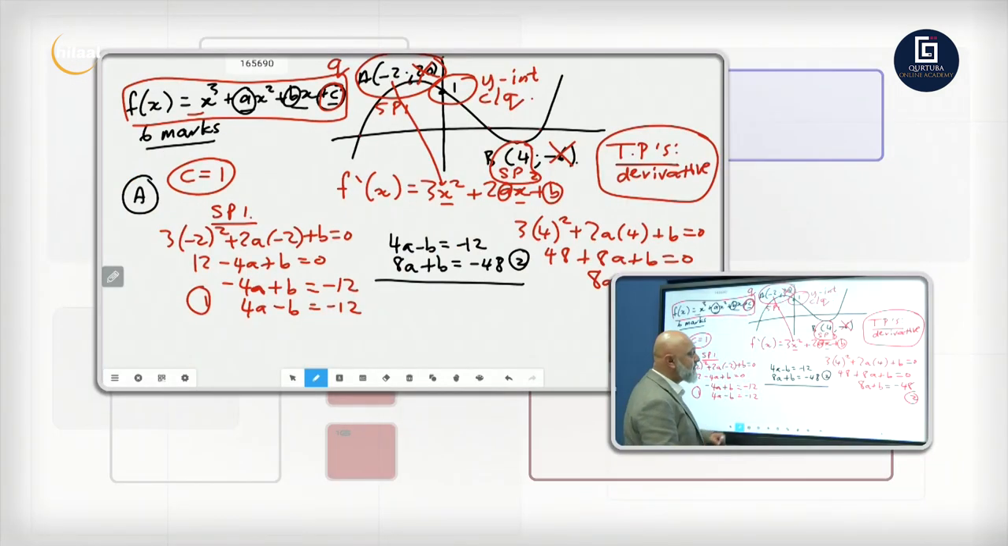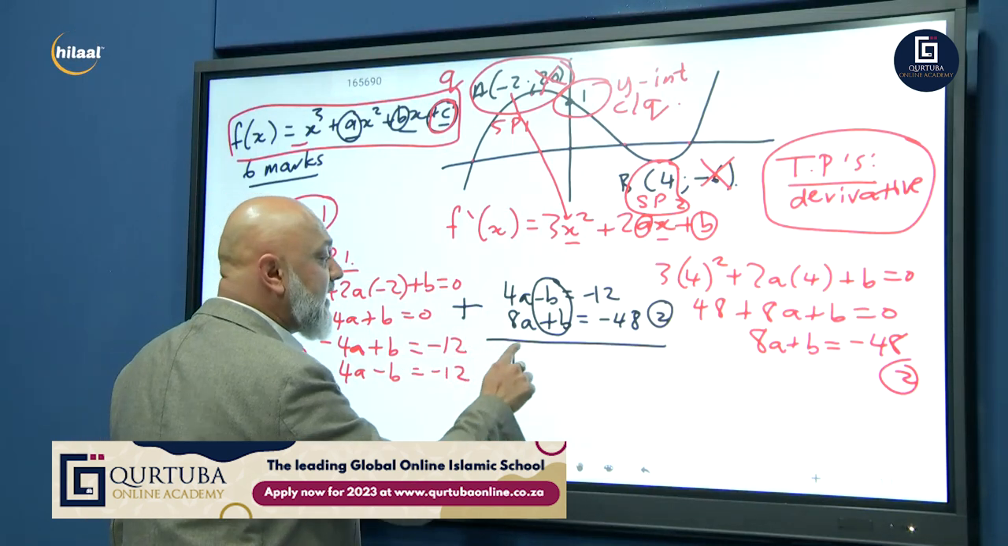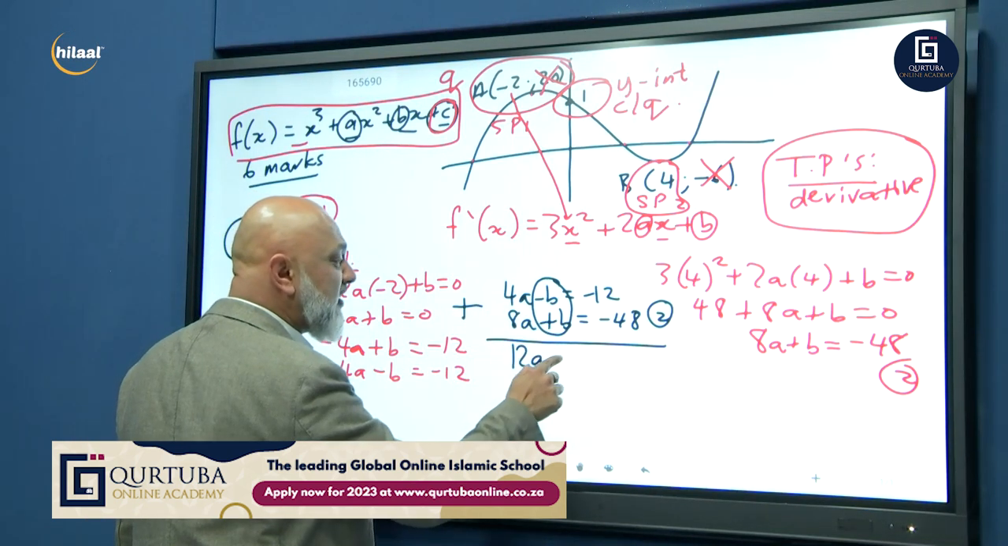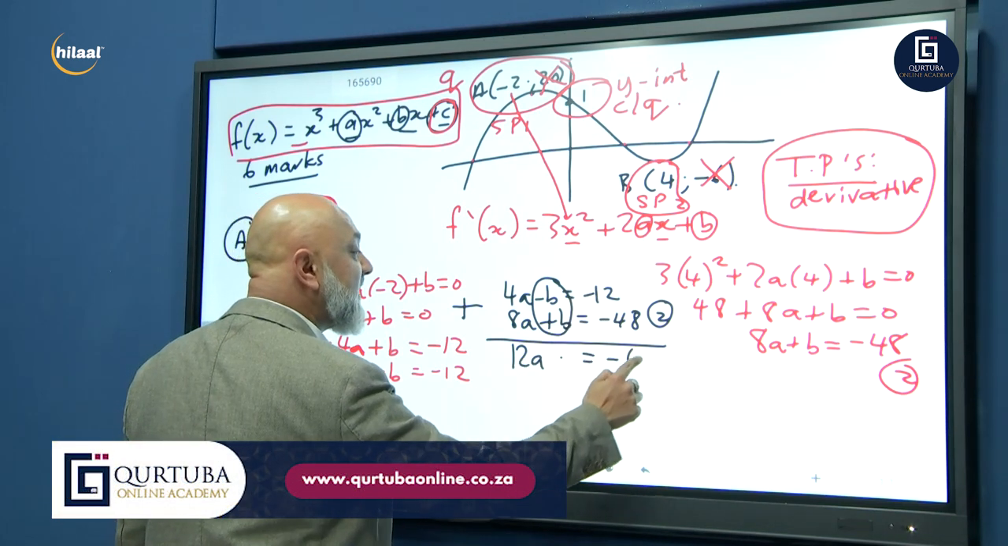We want to get rid of the b's. So we're going to add the two equations. So 4a plus 8a is 12a. Minus b plus b is 0. Minus 12 minus 48 is minus 60.